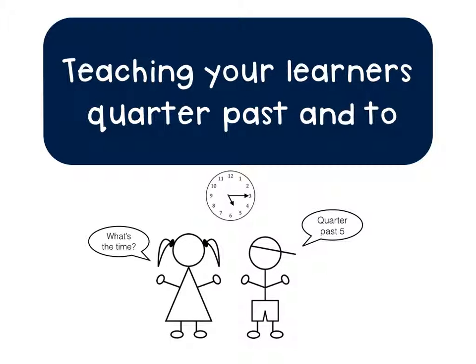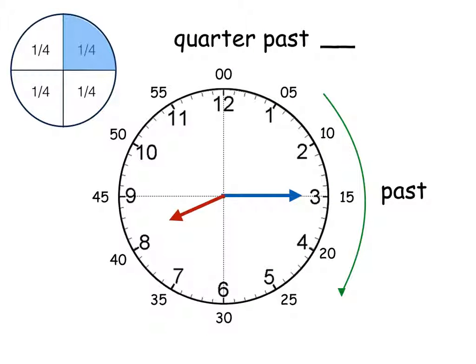In grade 3, learners are taught quarter to and quarter past. Once again, some learners may already know quarter to and past, either from their parents or because their grade 2 teacher may have already gone over it. Again, allow learners who do know quarter past and to describe it in their own way. For the rest of the learners, first start with quarter past.